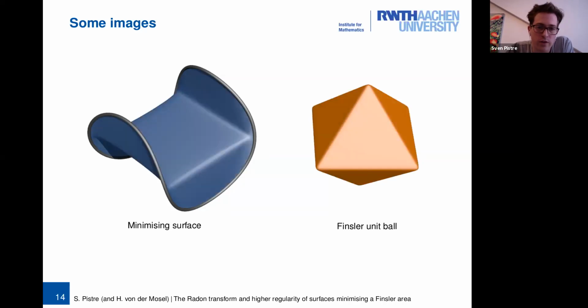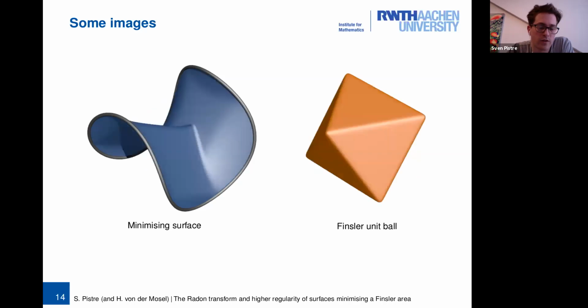If you take this octahedron, you get this minimizer. And if you tilt the octahedron a little bit, you see these shifts in the ridges on the surface. This is maybe interesting, but I have absolutely no idea what's going on here mathematically. This is just to see what these surfaces might look like.